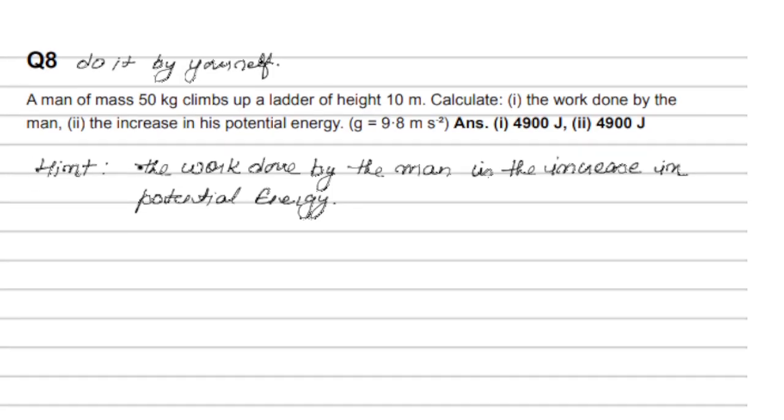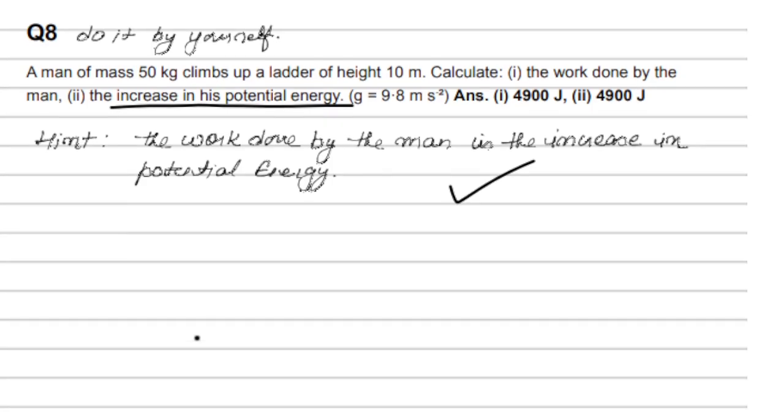Eighth also is very easy, but let's read it. A man of mass 50 kg climbs up a ladder of height 10 meter. Calculate the work done by the man. So work done will be against the 50 kg force, and the height is also given, so you can calculate it. And the second, they ask for the increase in potential energy. So whatever work he has done against his force, or you can calculate work done by gravity and just flip its sign, then you will get the increase in potential energy or change in potential energy.